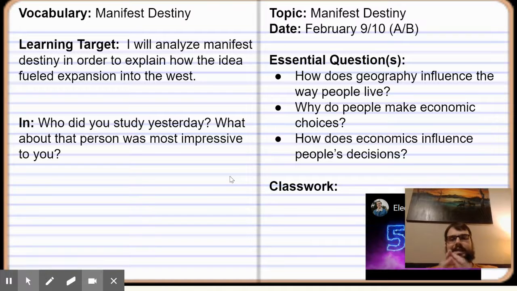Today's date is the 9th for A Day and the 10th for B Day. We do have some new essential questions. A couple of them are carryovers. First one, how does geography influence the way people live? Two, why do people make economic choices? And three, how does economics influence people's decisions?